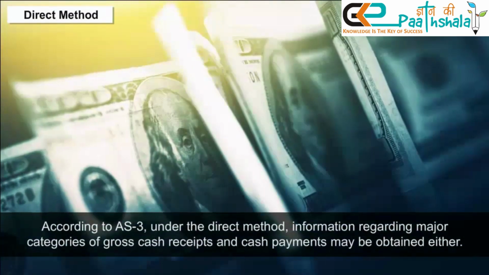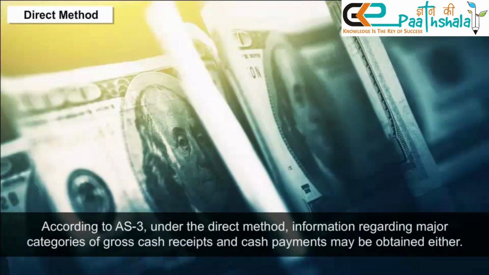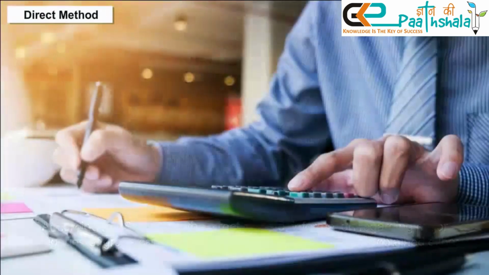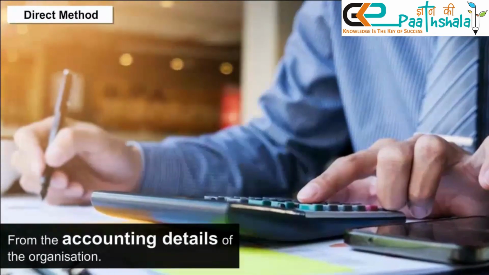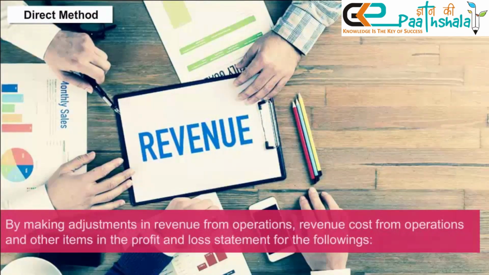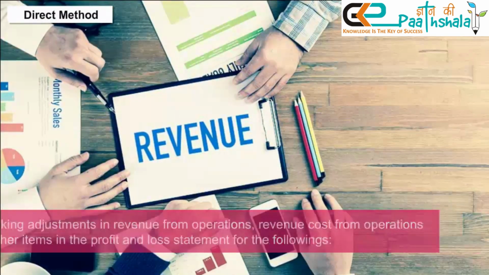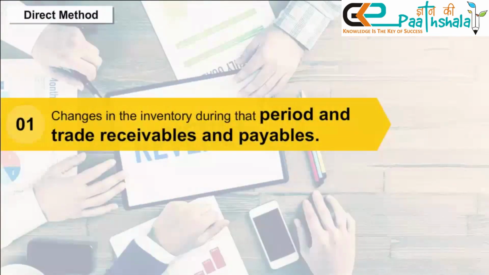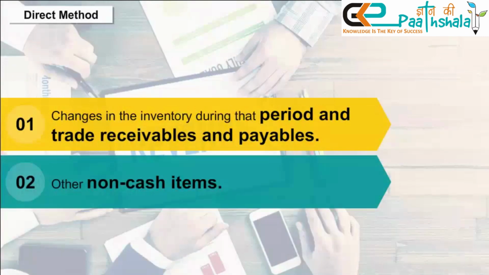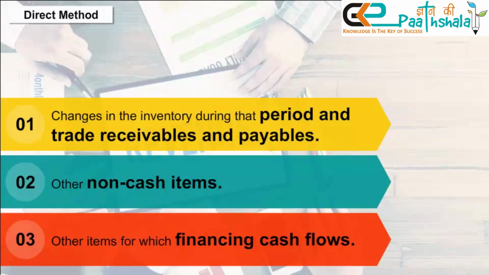According to AS3, under the direct method, information regarding major categories of gross cash receipts and cash payments may be obtained either from the accounting details of the organization, or by making adjustments in revenue from operations, cost of revenue from operations, and other items in the profit and loss statement for the following. 1. Changes in the inventory during that period and trade receivables and payables. 2. Other non-cash items. 3. Other items for which the cash flows are financing or investing.